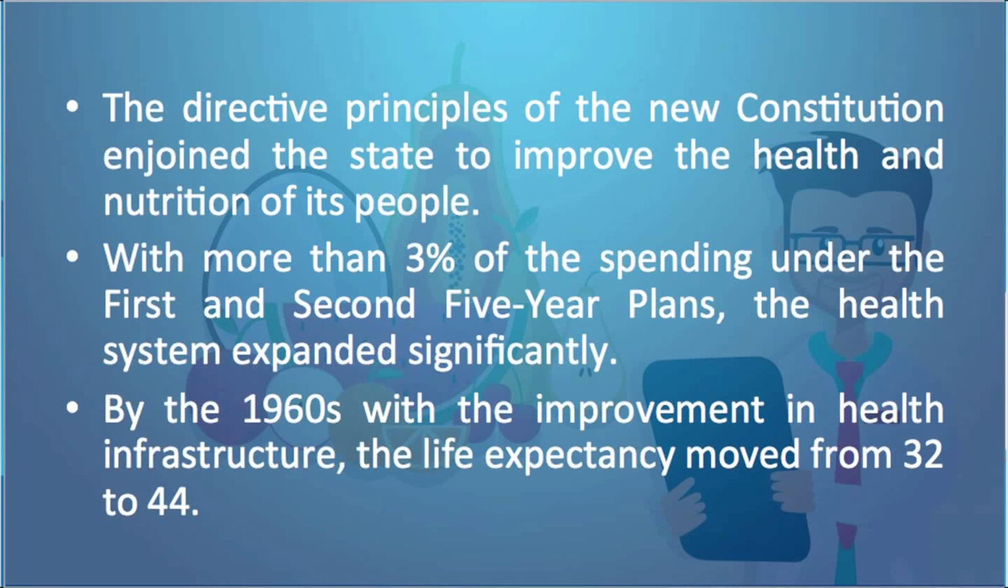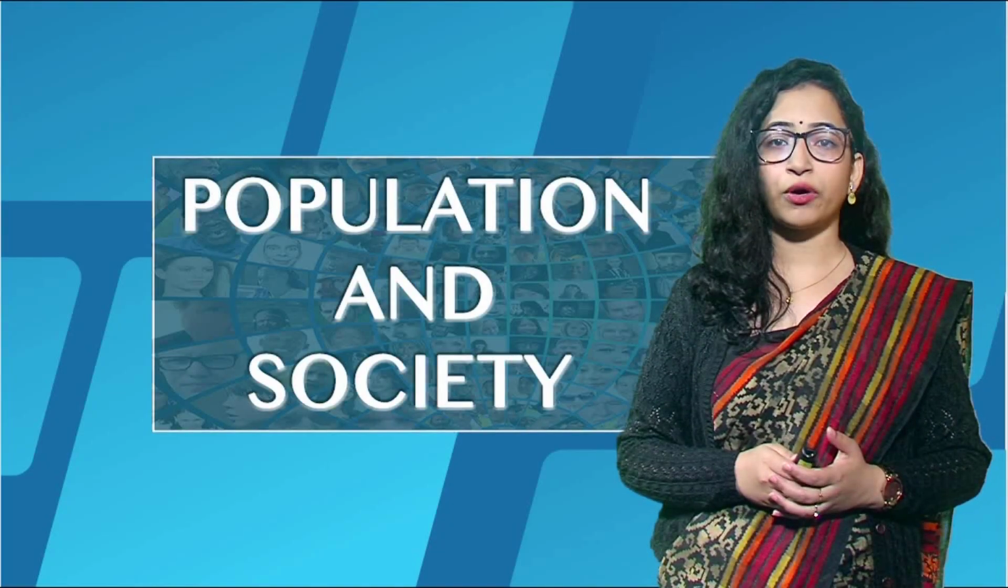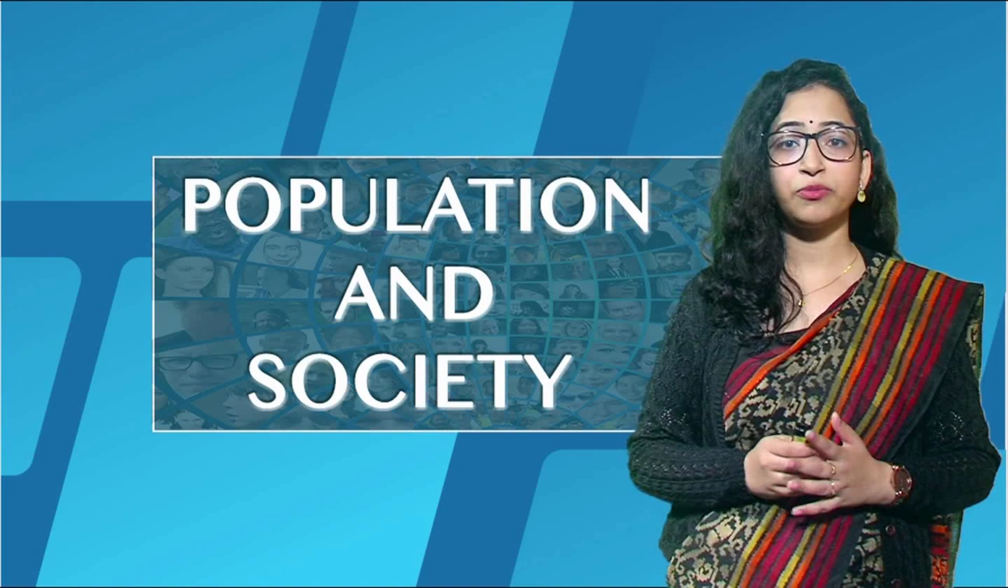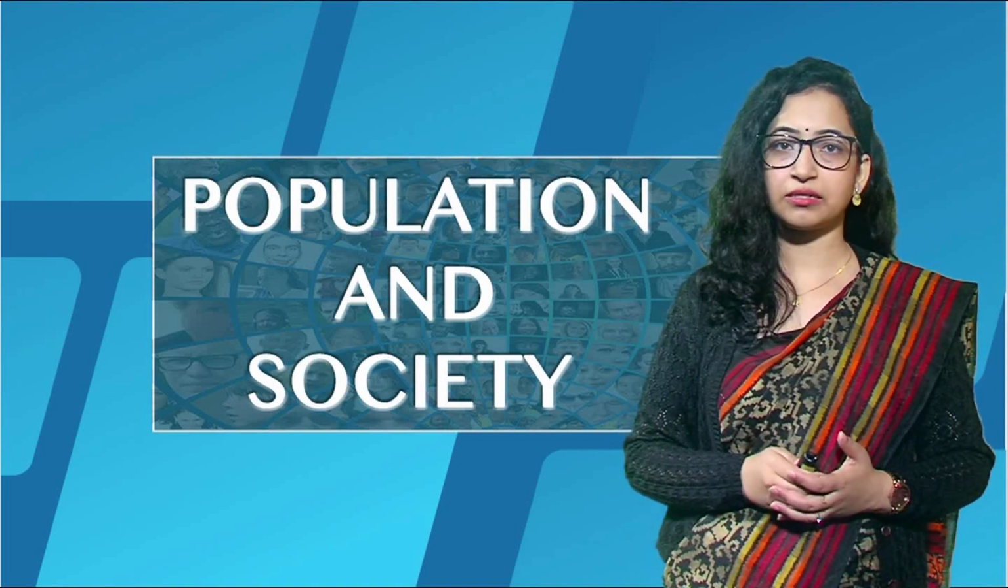The directive principles of the new constitution enjoined the state to improve the health and nutrition of its people, with more than 3% of the spending under the first and second 5-year plans. The health system expanded significantly. Eventually, the famines were avoided by skillfully managing the ship-to-mouth process, but the chronic malnutrition still persisted.